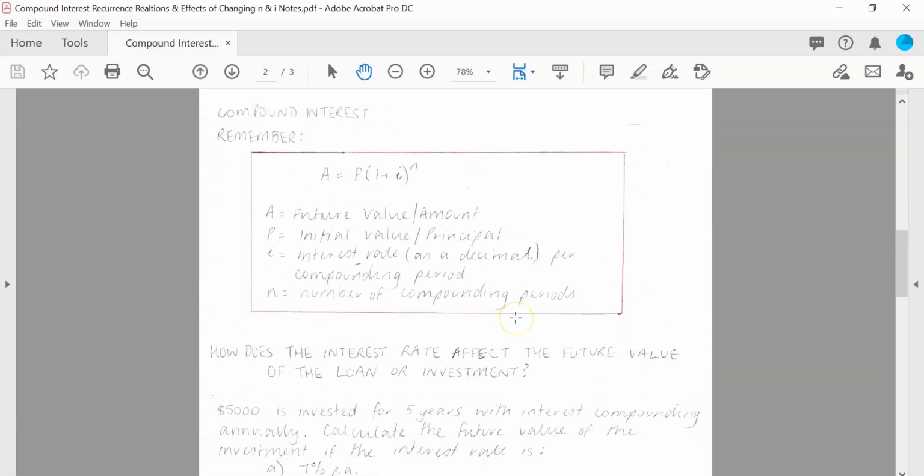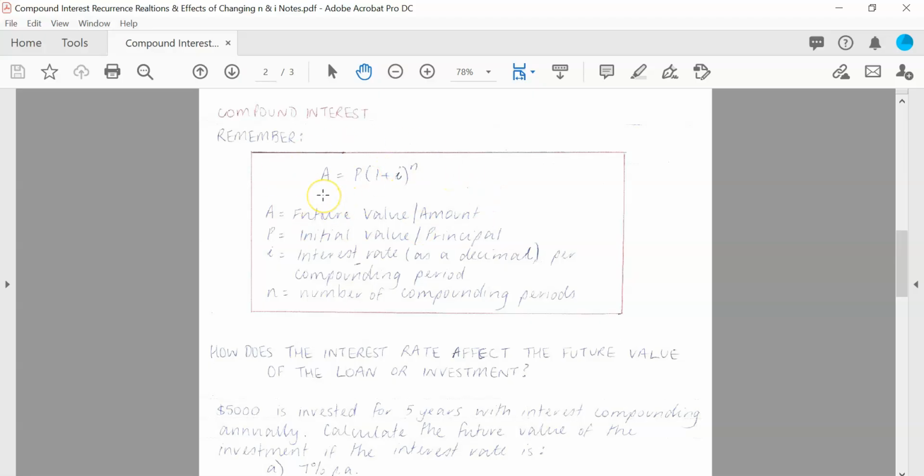The other thing that we looked at before the holidays was we revised compound interest briefly, and in particular we focused on looking at the effect of the interest rate and the number of compounding periods on the future value of our loan or investment. In order to look at that, we first of all needed to remind ourselves of the compound interest rule that we have learnt previously, and there it is there.